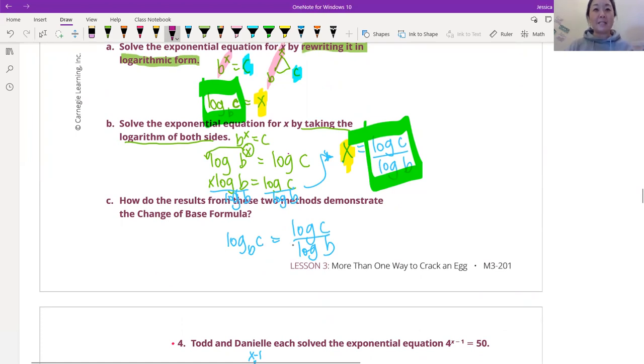So log base b of c is equal to log of c over log of b. Ta-da, we proved it. You proved it to yourself. Good job. All right, so this is the change of base formula.